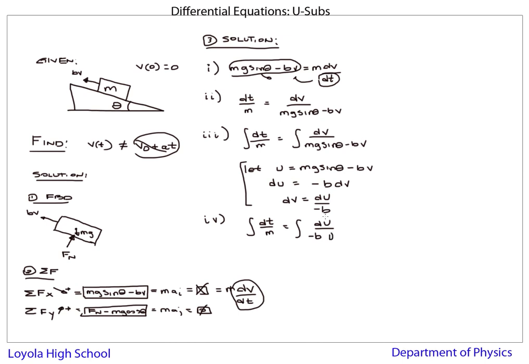So we have something that looks like a logarithmic type thing here. The b and the m are constants, so I'm going to bring the minus b on up top here, and I'm going to get a minus b over m. And the antiderivative or integral of dt is simply t plus a constant. I'll call it constant 1. And on this side, we're going to get a du over u, so this is ln of u plus constant 2.